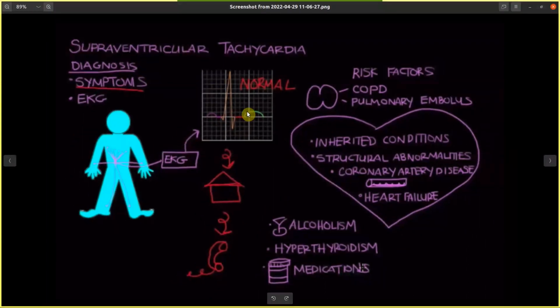Sometimes this tachycardia can happen and then stop in a second's notice. That's why they send a portable EKG home to show the doctor. And the risk factors are COPD, pulmonary embolus, inherited conditions, structural abnormalities from wear and tear, coronary artery disease, or heart failure. And other things are also alcoholism, hyperthyroidism, and medications.